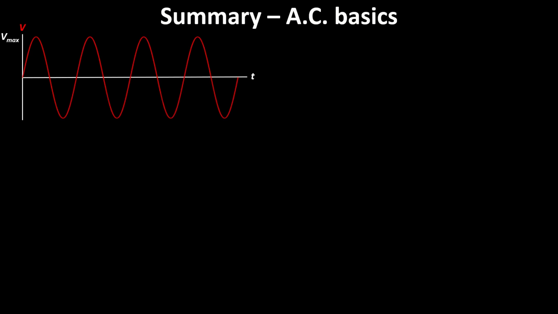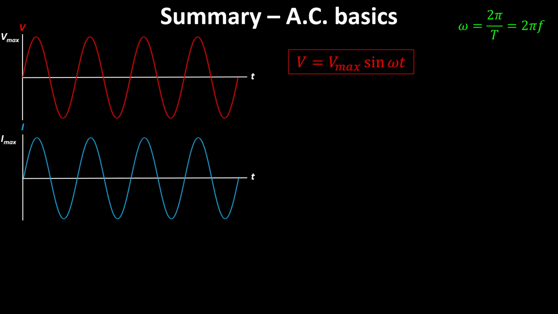Just a quick summary of the basics here. We get a sinusoidally oscillating voltage from basically rotating a coil inside a magnetic field to get a changing flux. We can express the voltage at any point in time using this expression similar to simple harmonic motion. The voltage is the maximum voltage times sine omega t, remembering that omega is 2 pi divided by the period, or 2 pi times the frequency, probably more useful in AC. We have a similar relationship for current, where the current at any time is the maximum current times sine omega t.